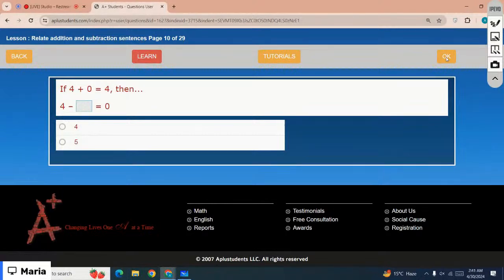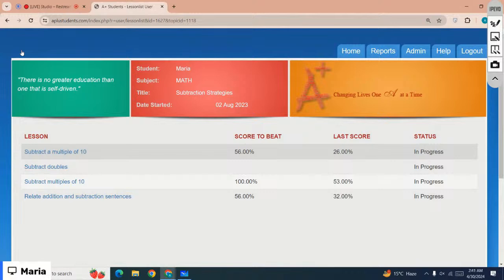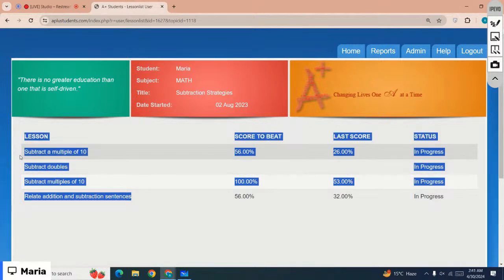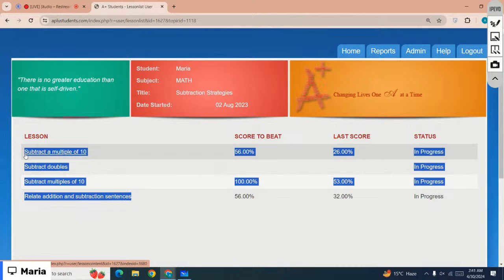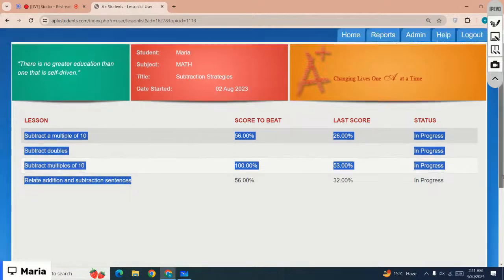Okay, you can complete the lesson by yourself later today. So we were working on grade 1 math. The chapter we were working on is subtraction strategies. The lessons we have covered today are subtract a multiple of 10, subtract multiples of 10. The one we have just finished is relate addition and subtraction sentences, right?